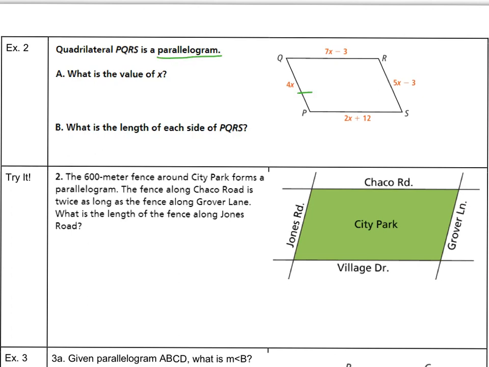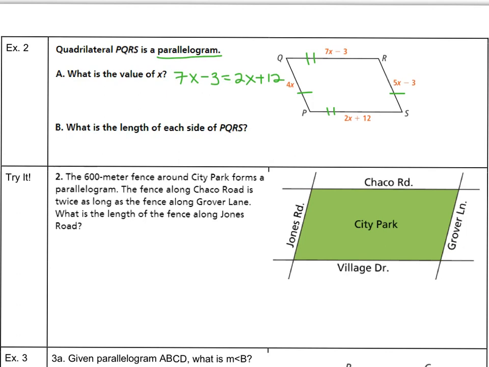This means the left side is equal to the right side and the top side is equal to the bottom side. If we want to try to solve for x, we need to set corresponding sides equal to each other. And it doesn't matter which pair you use. If I use the top and bottom, I'm going to simply set 7x minus 3 equal to 2x plus 12.